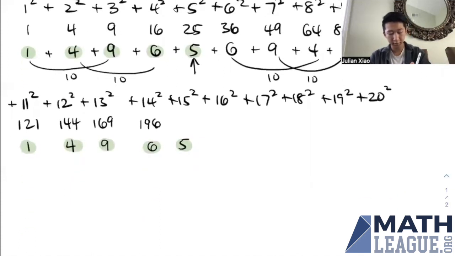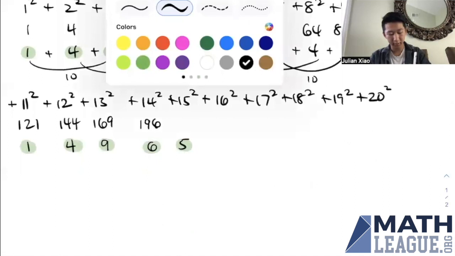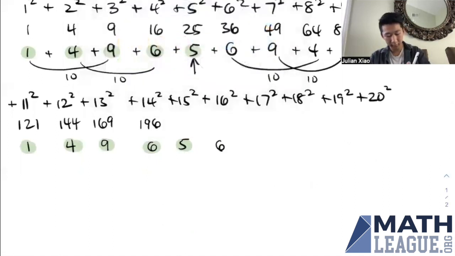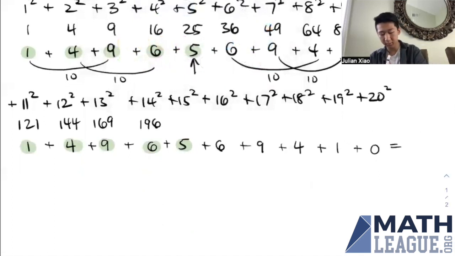16 squared is going to also end in a 6. 17 squared will end in a 9. 8 squared ends in a 4. And 9 squared ends in a 1. So this is just continuing the pattern that I already noticed. And if we add this up, we get the same thing as before. So 45. And again, just notice how if we add up the perfect squares from 11 squared to 20 squared, we're going to have a units digit of 5.